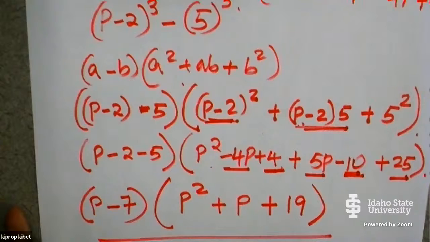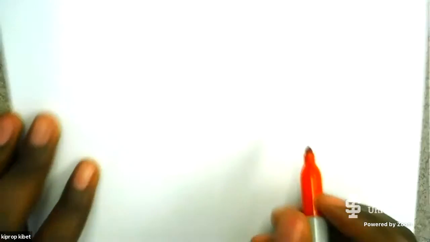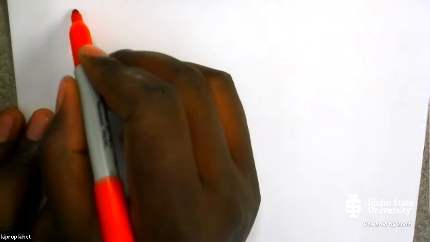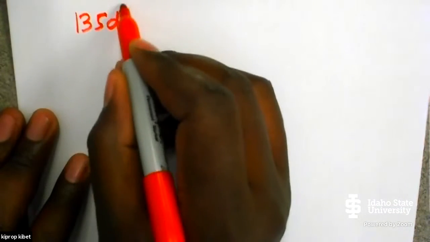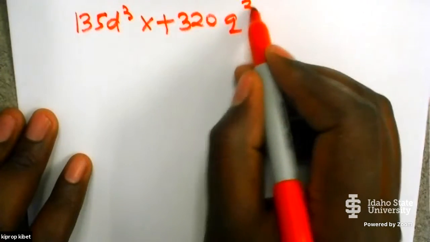Okay, so there is a similar one in the next example. We still have 8 more minutes, so I think we can finish it. We haven't done the partial, so let's do the partial. Factor 135 d cubed plus 320 x.